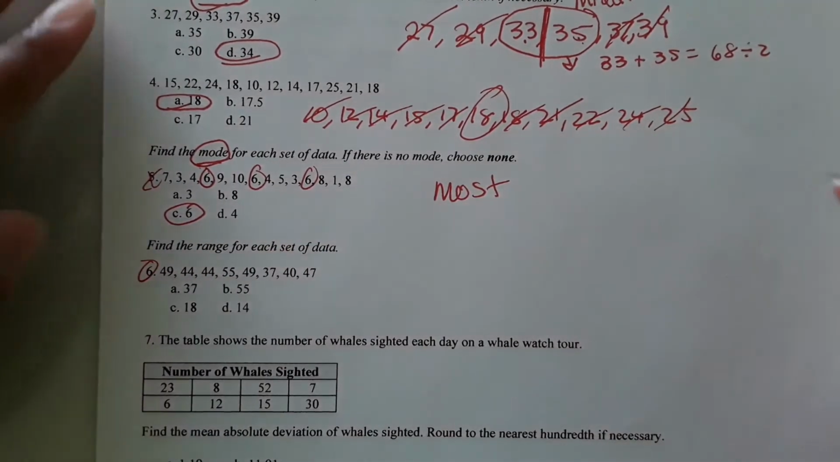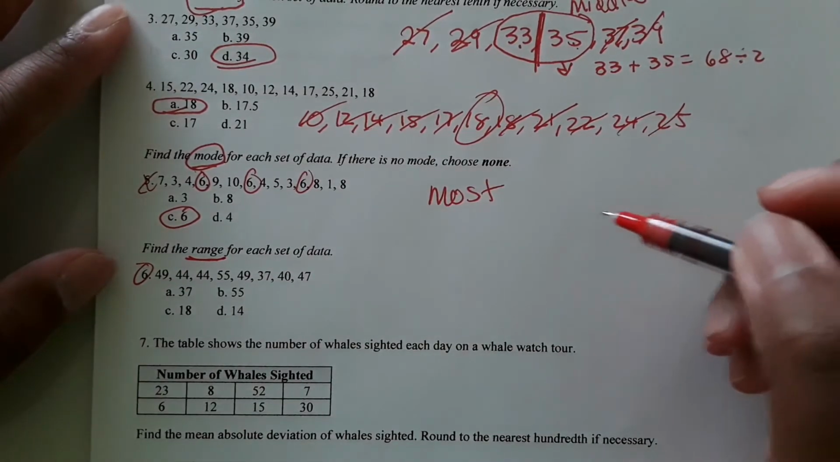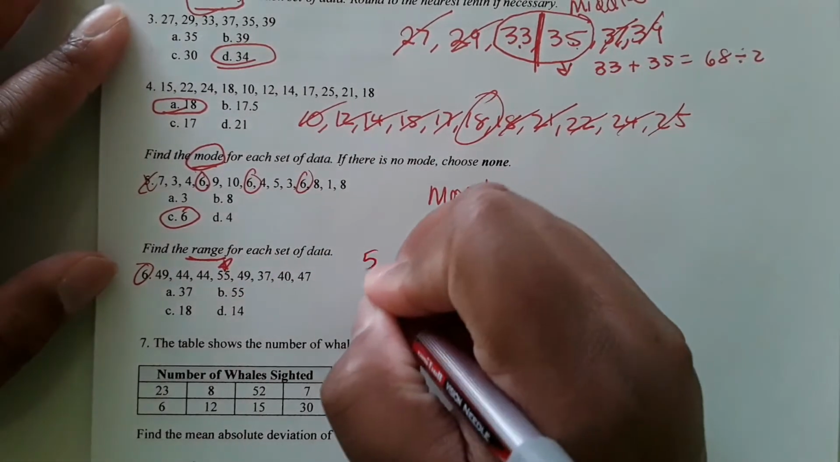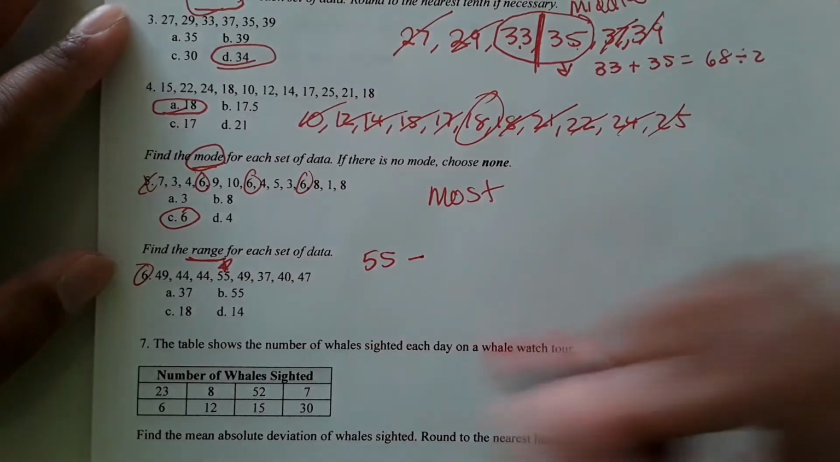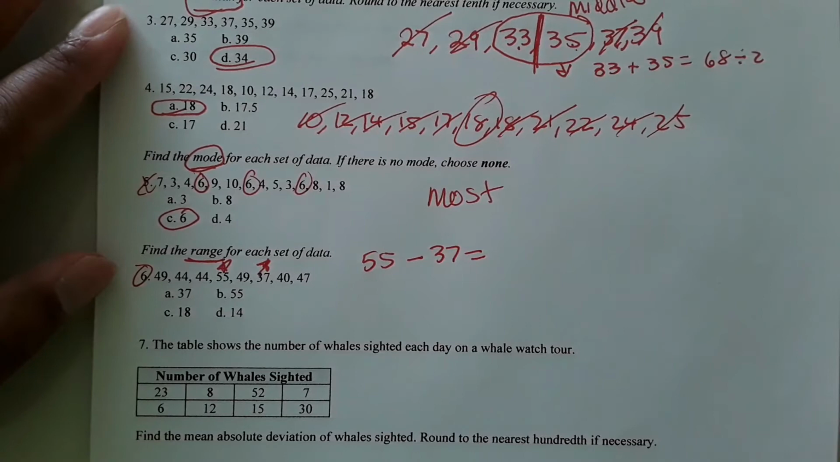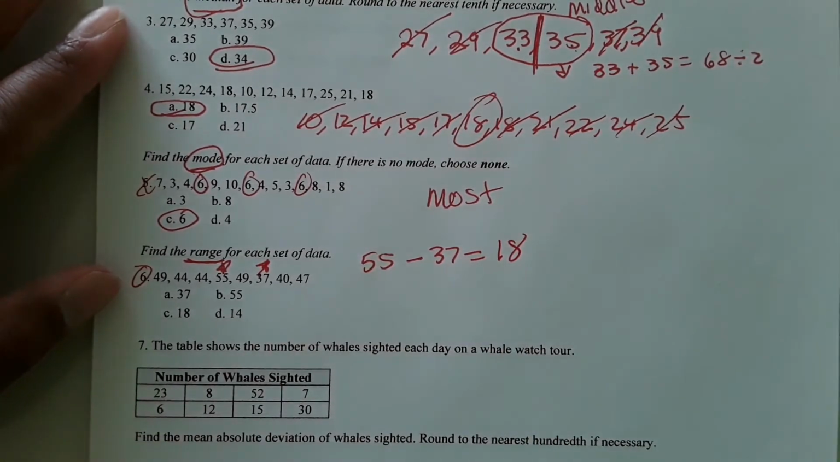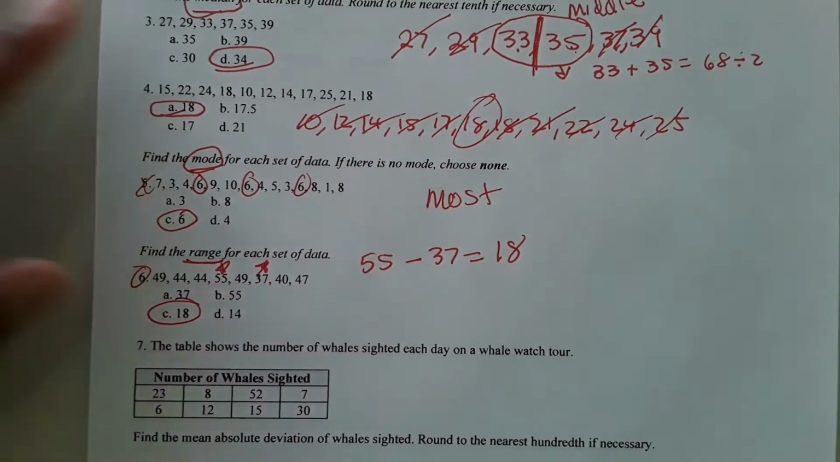For number 6 itself, we had to find the range. That's where we take the largest number in the set, which is 55 here, and we subtract the smallest number in the set, which is 37. That's going to give us our range for this data set. In this case, it is 18. So the answer range would be 18.